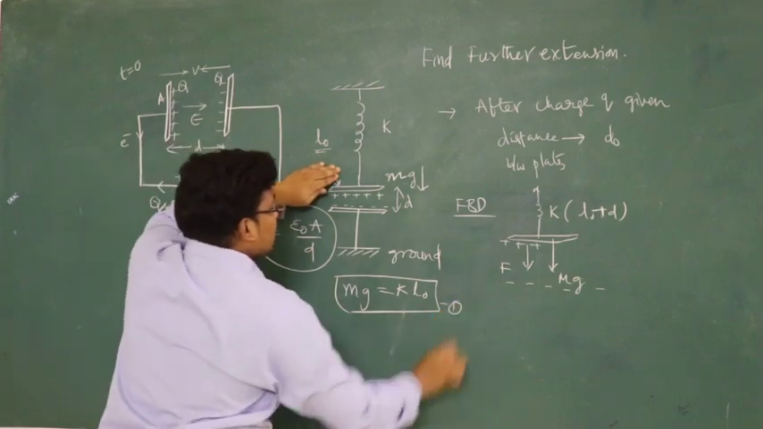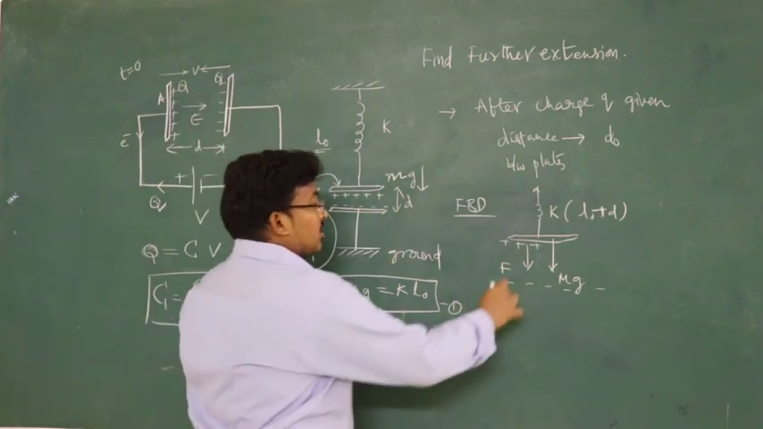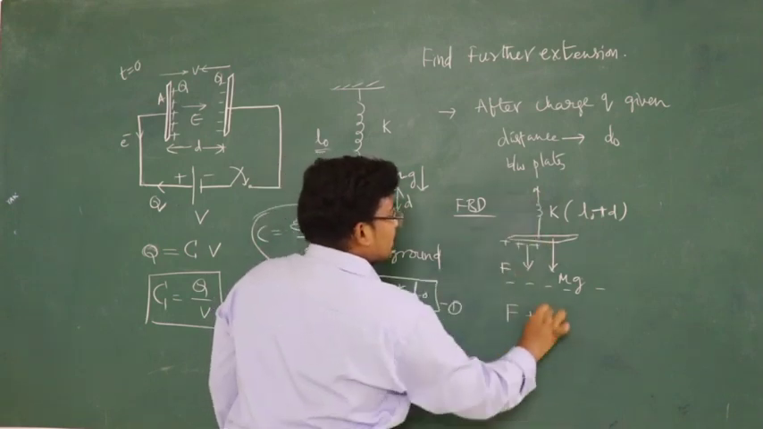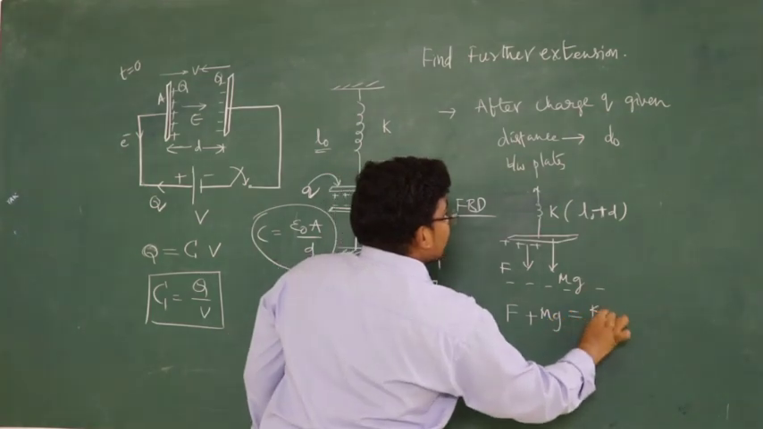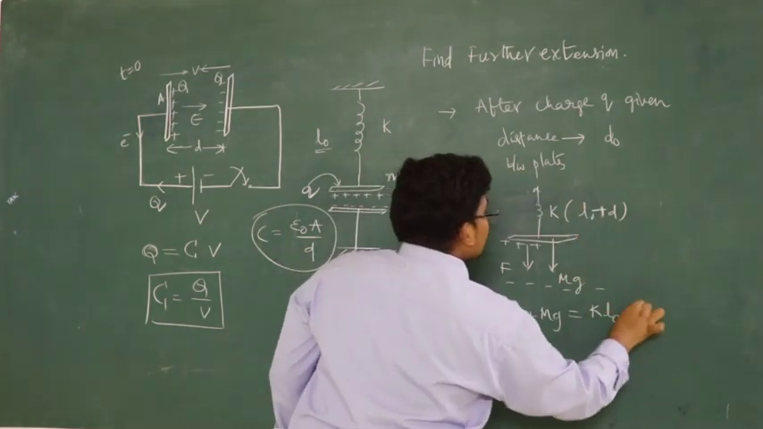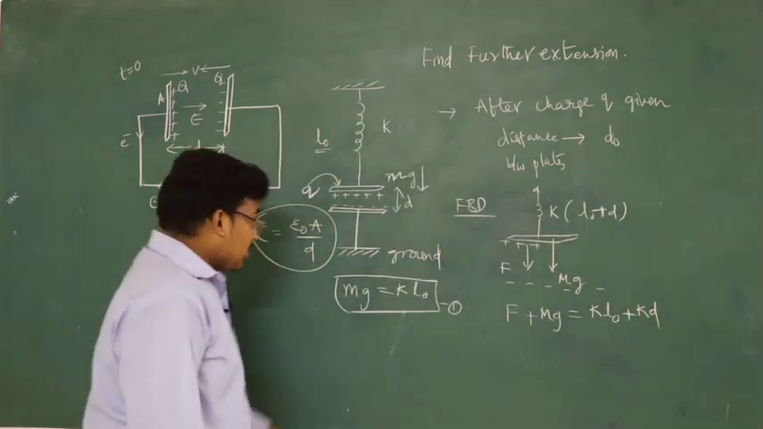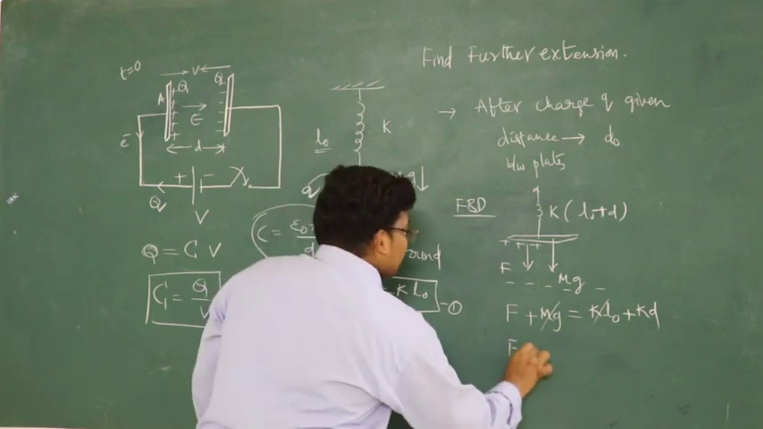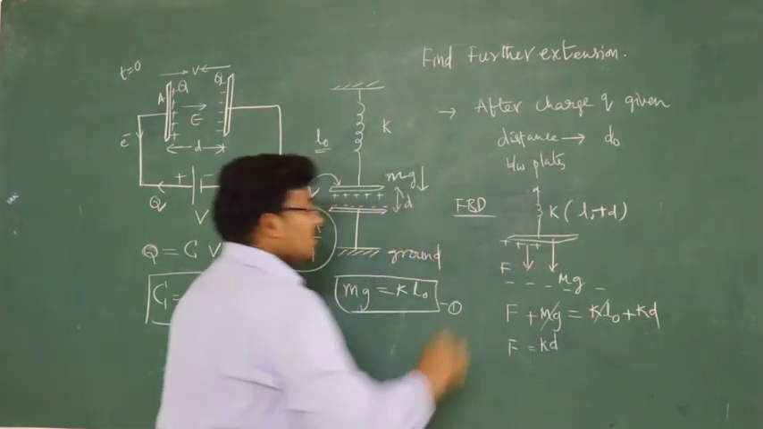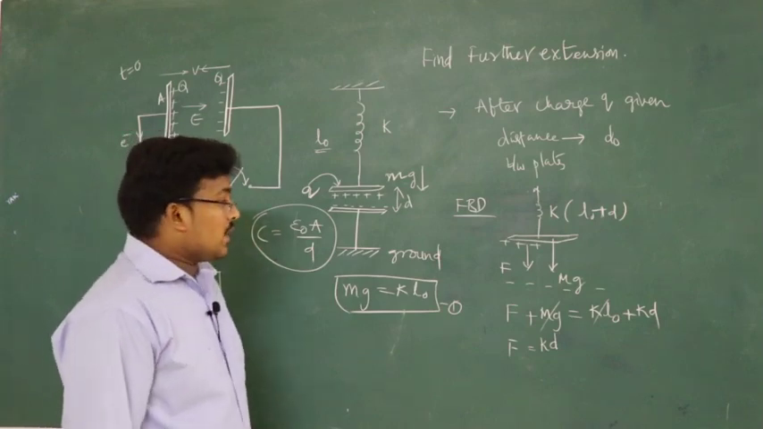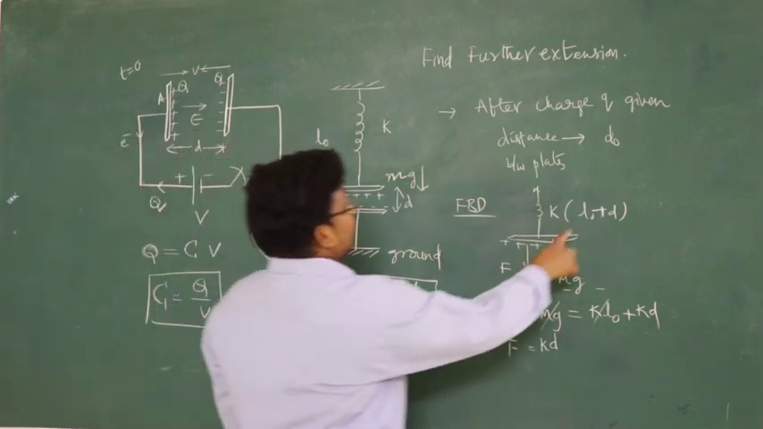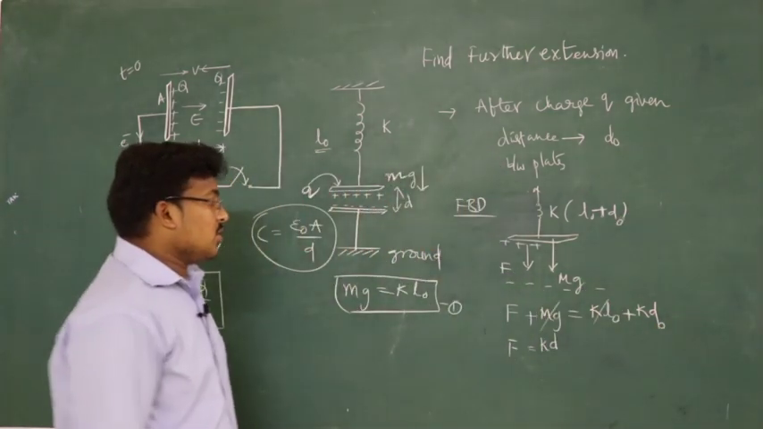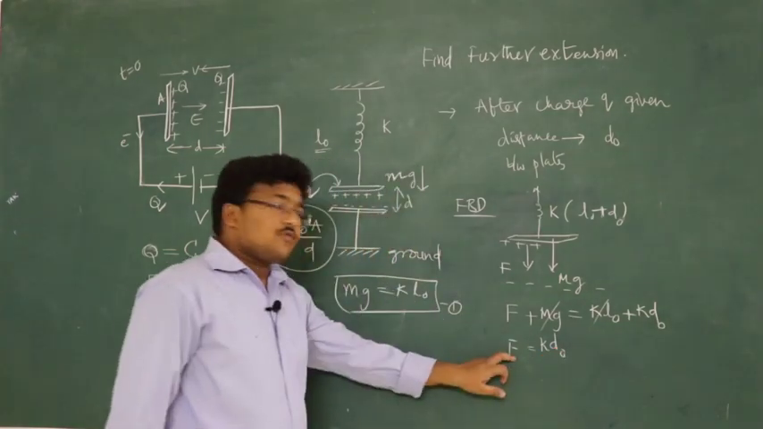This is equation 1. Now after charge was given, the downward force is equal to the upward force. So force plus mg must be equal to k into L naught plus d, meaning k L naught plus kd. But we already know mg is equal to k L naught, so we can cancel. Now what is F? F is equal to kd. Sorry, this is L naught and this is d naught, so the further extension is d naught. So F is equal to k d naught.